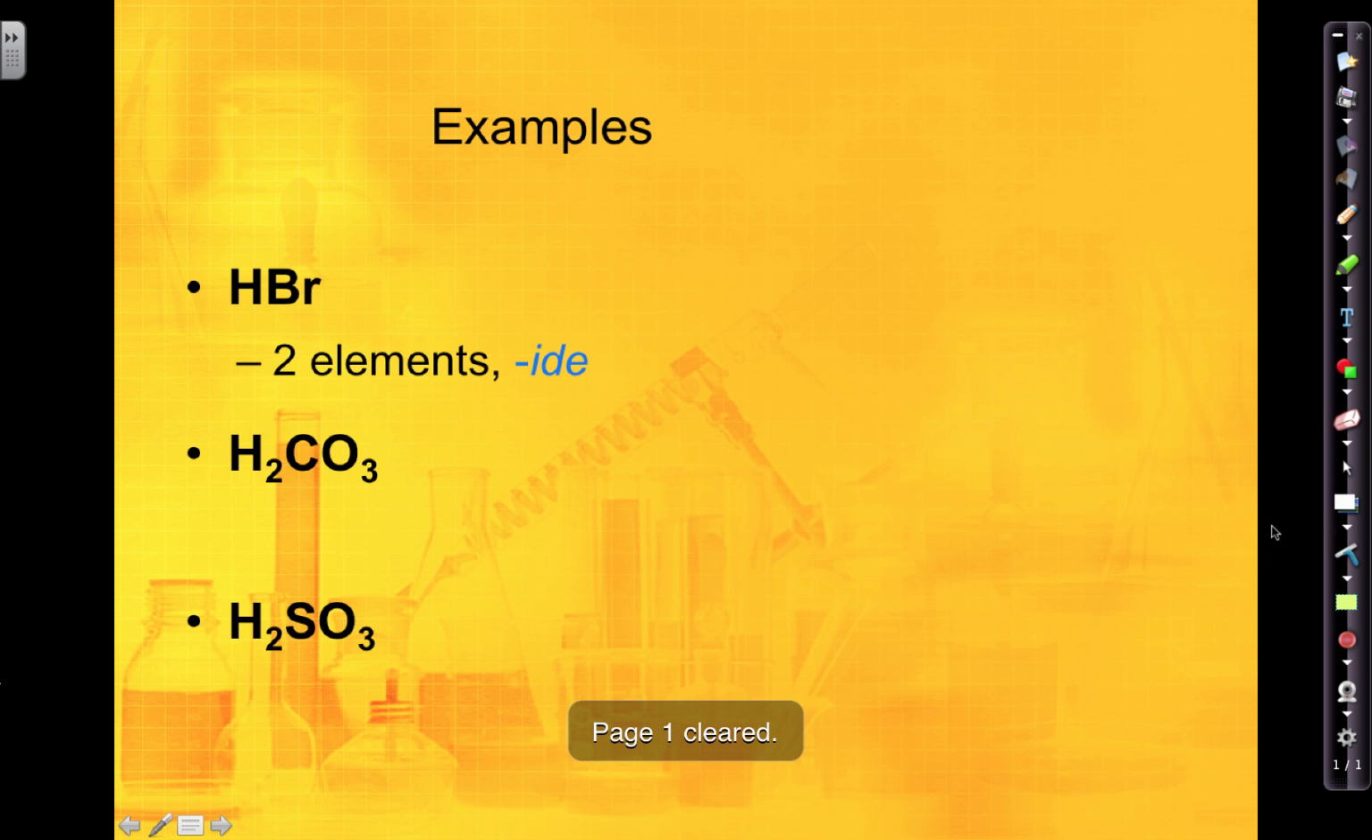All right, so let's look at the next one, H2SO3. Okay, so again, this begins with H, so it's an acid. So we know this is more than two elements, so that means no hydro prefix. Look at the second part. SO3 is sulfite. It ends in ite, so it becomes sulfurous acid.